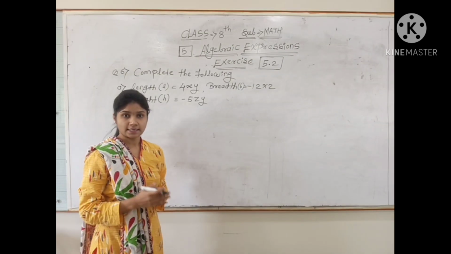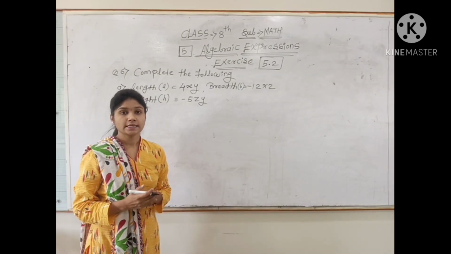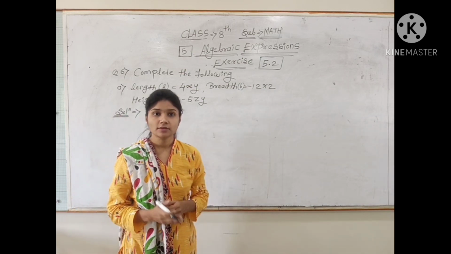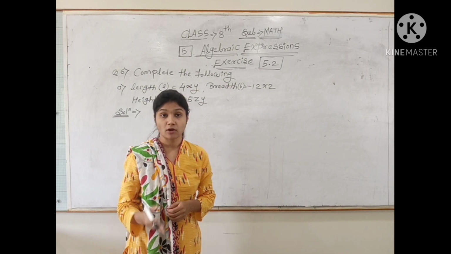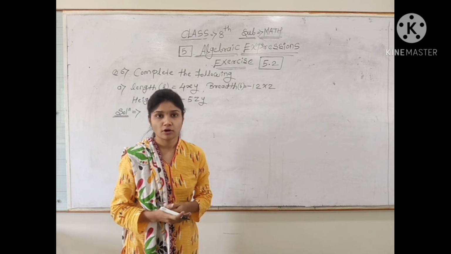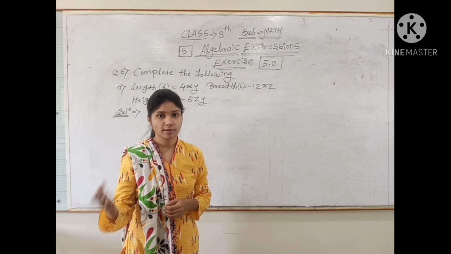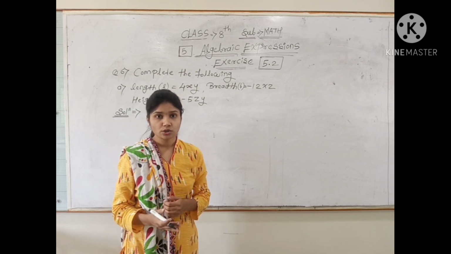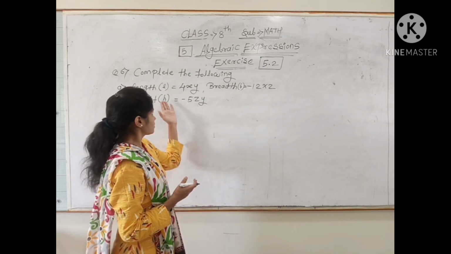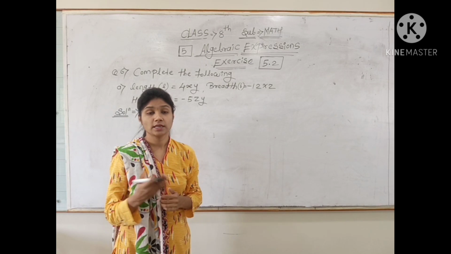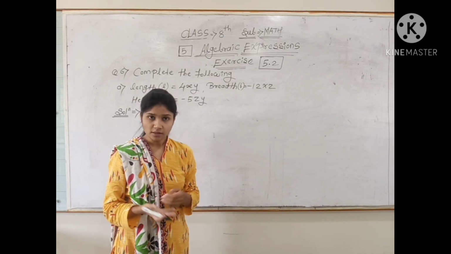Understand, students? Question number 6. It is the last question of this exercise. In this question, you are given one table. In this table you are given the values of length, breadth, and height, and also the formula of volume. Volume is length multiplied by breadth multiplied by height. All of you know that. So you have to use these values of length, breadth, and height, and multiply. Then you will get the value of the volume.